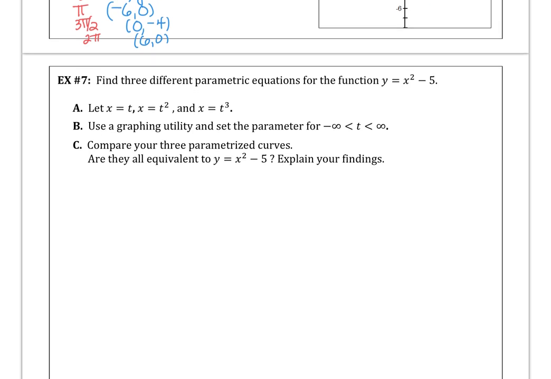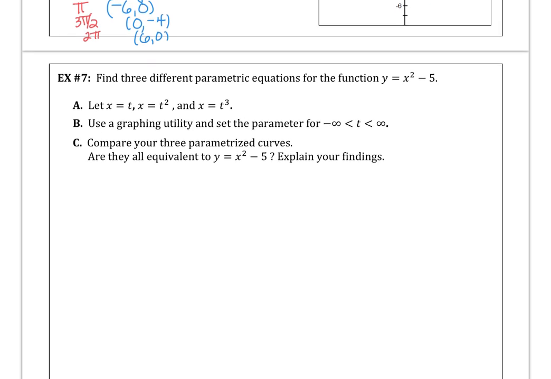Example 7 wants us to find 3 different parametric equations for the function y equals x squared minus 5. Now get straight in your head what x squared minus 5 looks like. It's a parabola that's up on both left and right. It has a vertex at (0, -5).